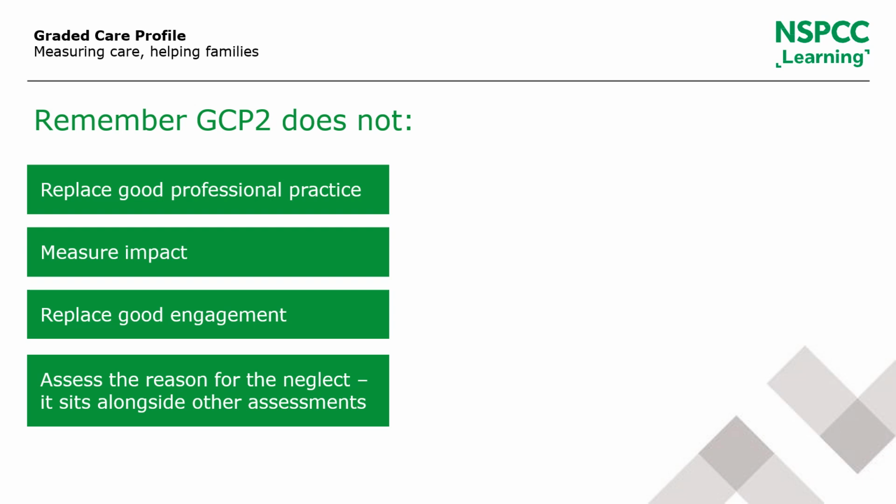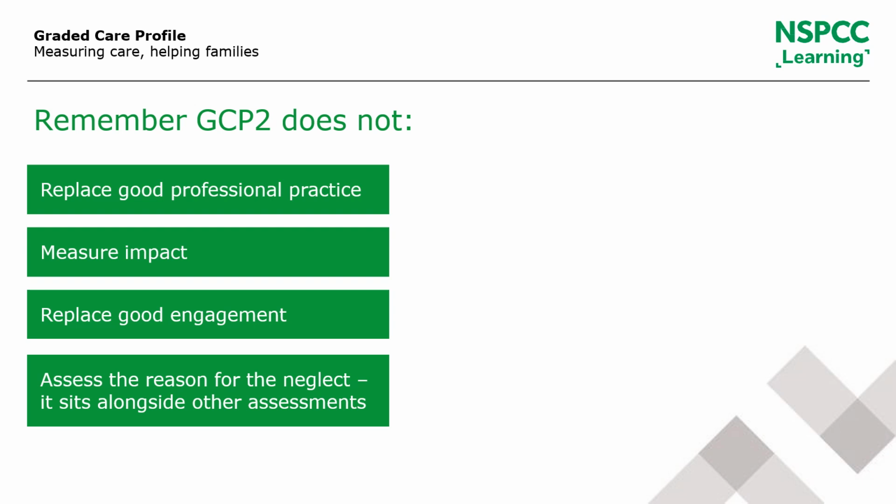So as we've recapped what the GCP2 tool is, let's just recap what it isn't. It doesn't replace good professional practice. We shouldn't just be using the GCP2 tool in its singularity. We should be using all of the tools that we have, including just building relationships and rapport with families. It doesn't measure impact, so it tells us about whether the care that the child or young person is receiving is good enough or not, but it doesn't tell us what that's going to mean for that child or young person, because they're all individuals at the end of the day. And it doesn't replace that good relationship building and engagement.